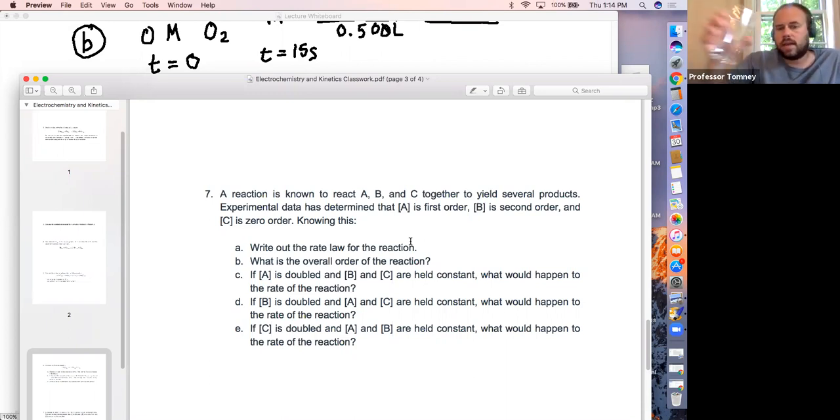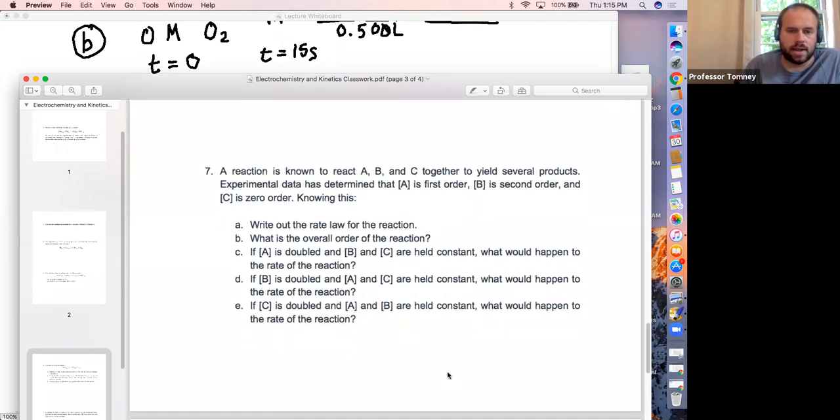Now, experimental data has determined that A is going to be first order, B is going to be second order, and C is going to be 0th order. So knowing this, it wants the following. Write out the rate law for the reaction. What is the overall order for the reaction?